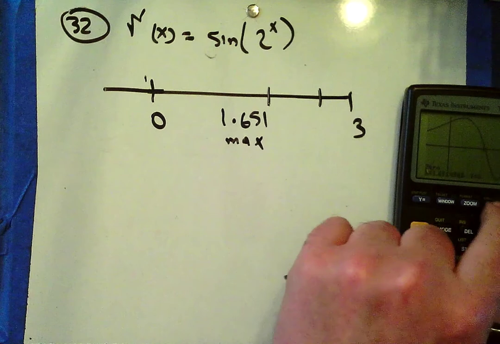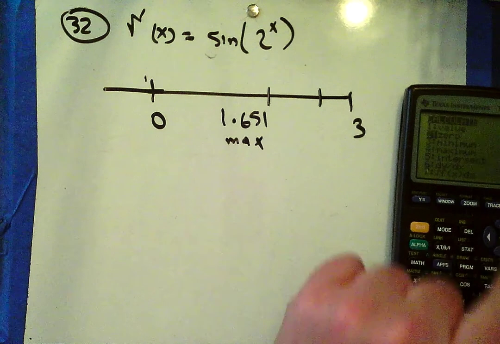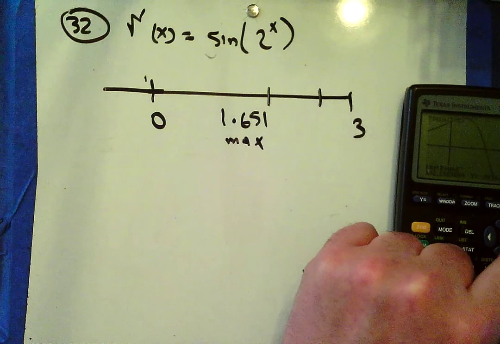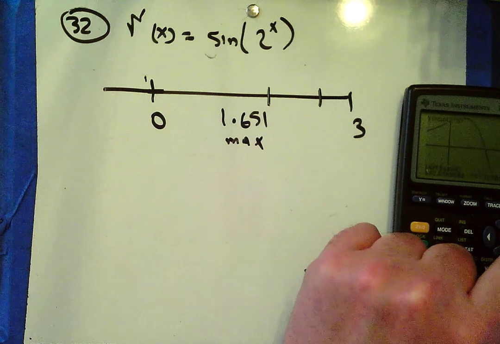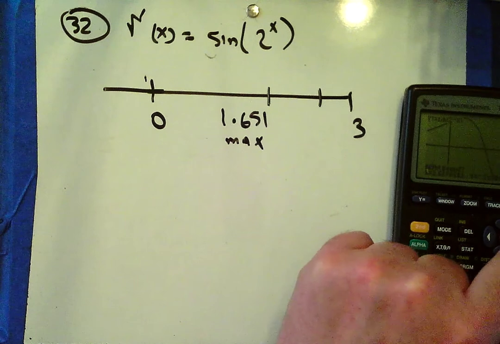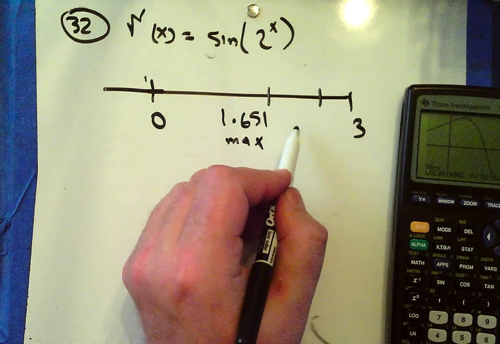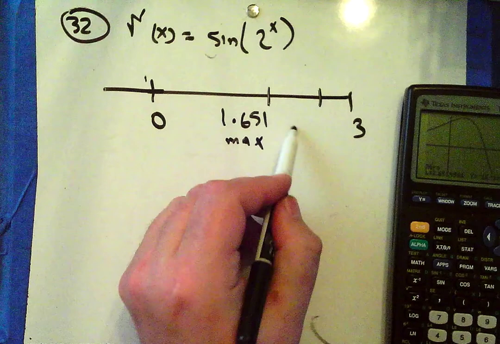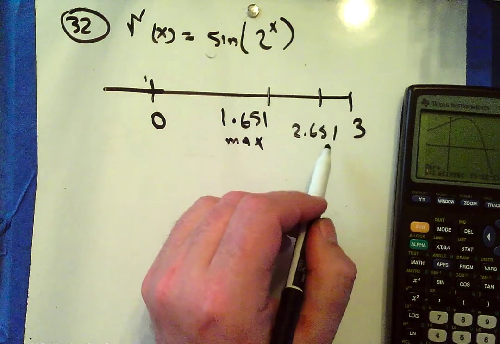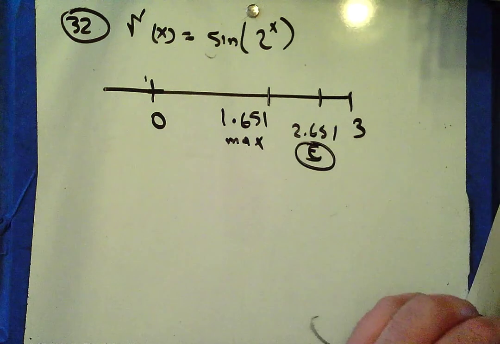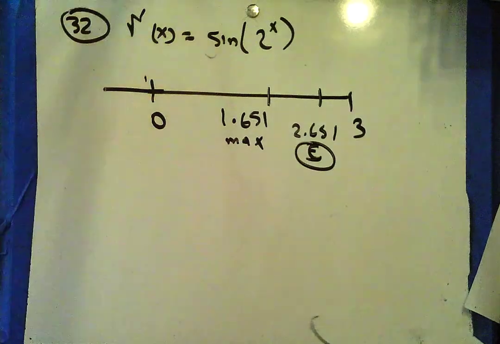And then I go second, calculate 0 to find this other point of intersection over here. Enter, enter, enter. And I get 2.651. Well, that's choice E. E for number 32. I like E for 32. How about number 33? On the next page.